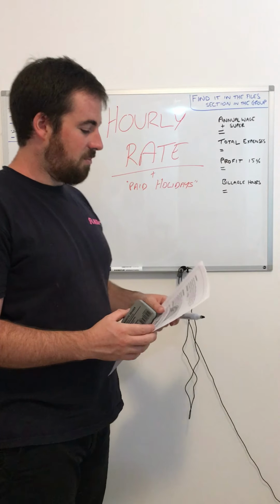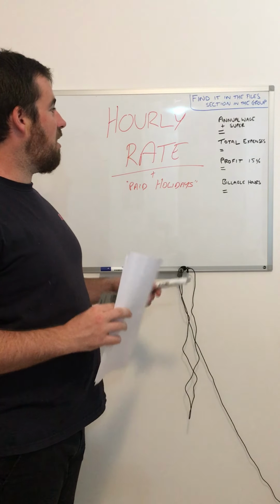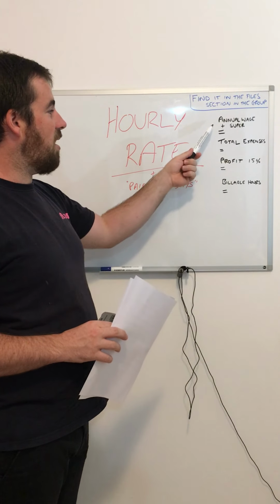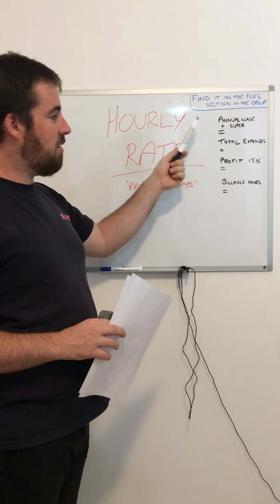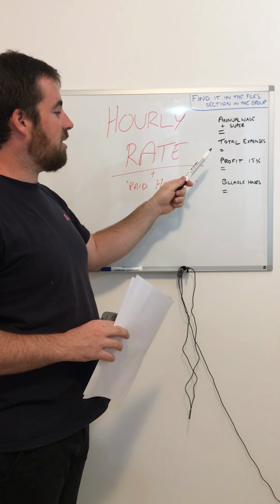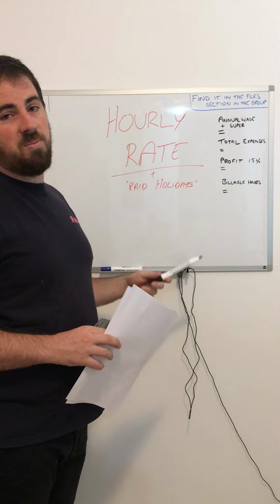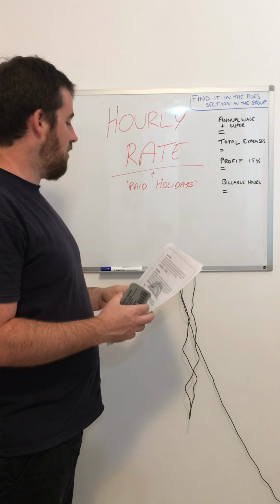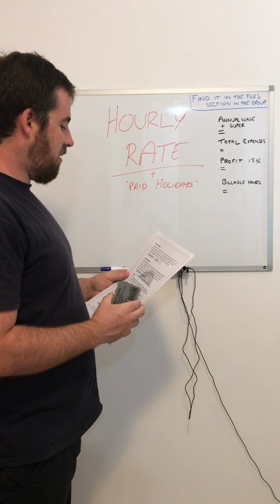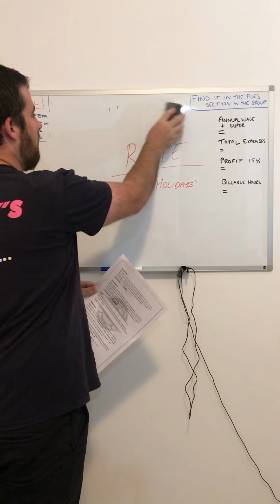So to work it out, all you have to do is go your annual wage plus super, plus total expenses, plus profit, and divide it by your billable hours. So let's start with your annual wage.